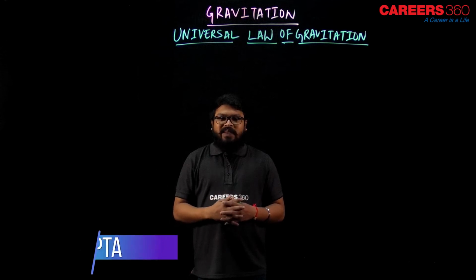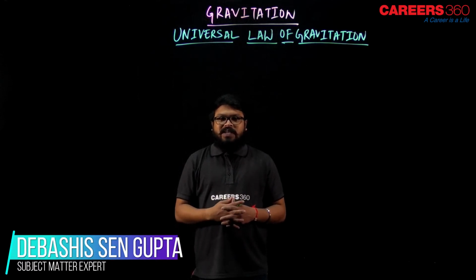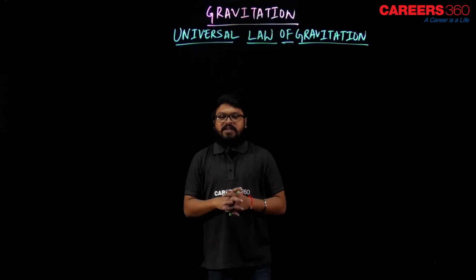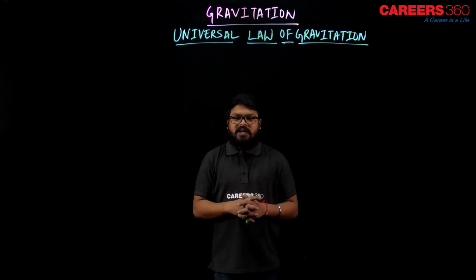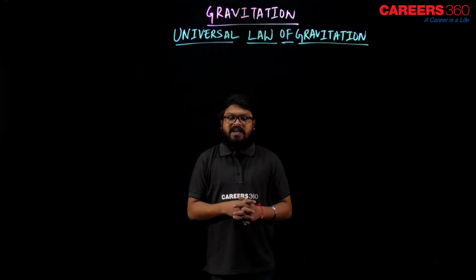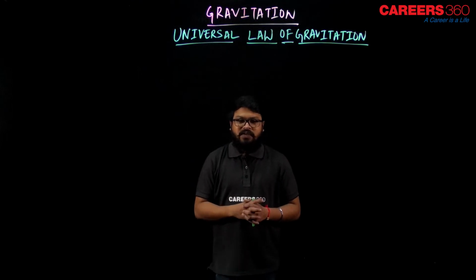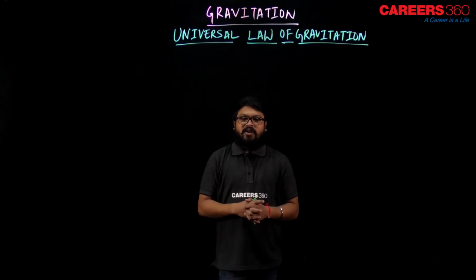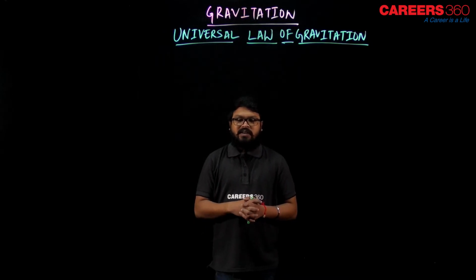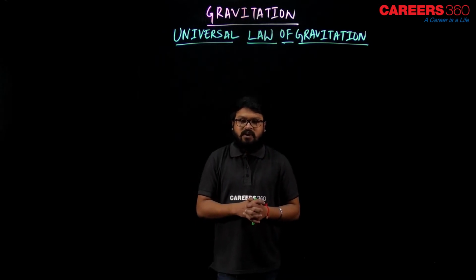Hello everyone. In today's lecture, we are going to see what is the universal law of gravitation and what is the force of gravitation acting between any two objects in this universe. Now, why do we call this the universal law of gravitation? Because it is valid for any object in this universe, and it is the same for each and every object, whether it is terrestrial or celestial, right? So, let us see what is the universal law of gravitation.